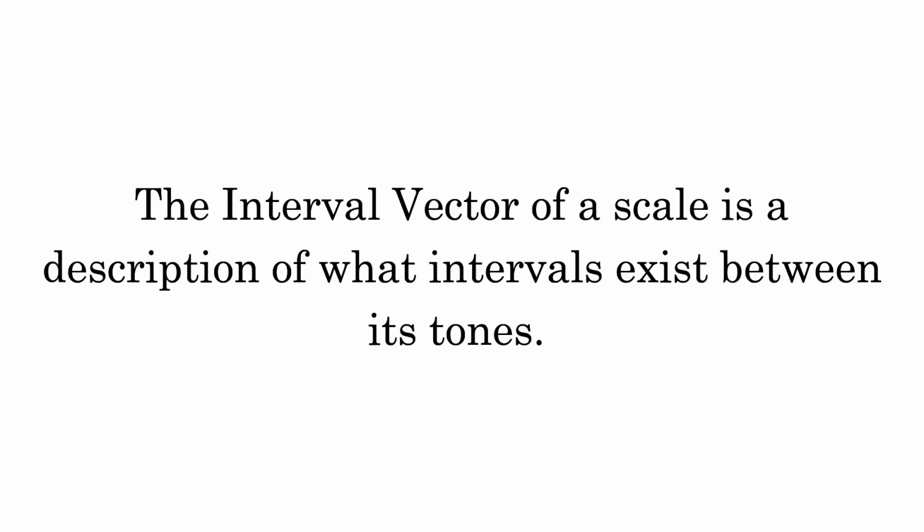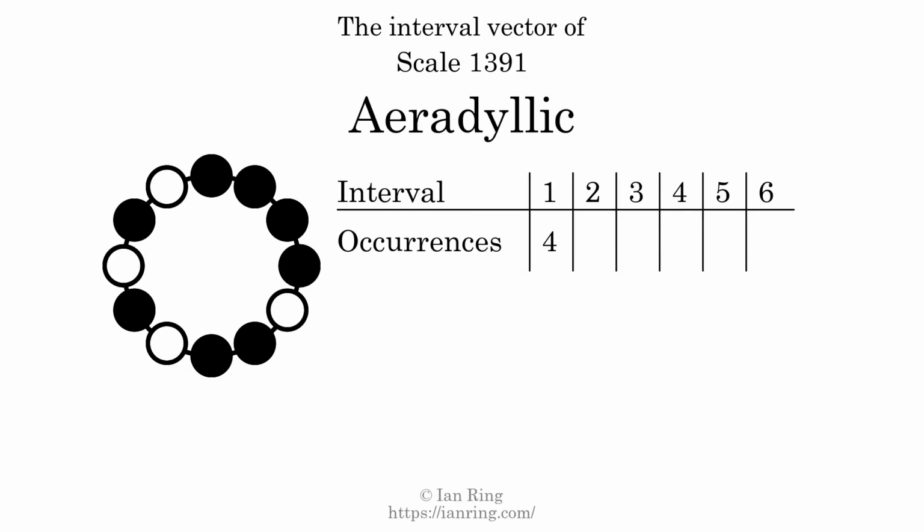The interval vector of a scale is a description of what intervals exist between its tones. There are 4 intervals with a size of 1 semitone. They are here, here, here, and here. There are 6 intervals with a size of 2 semitones. They are here, here, here, here, here, and here. There are 5 intervals with a size of 3 semitones. They are here, here, here, here, and here.